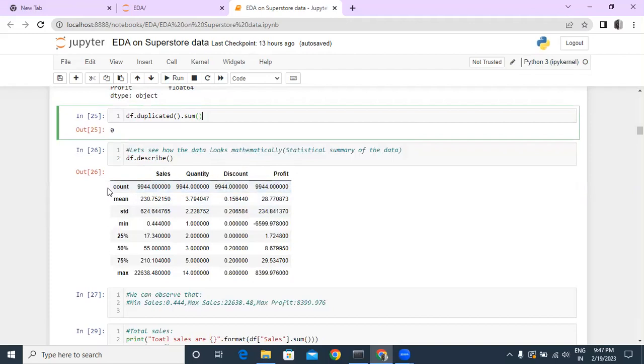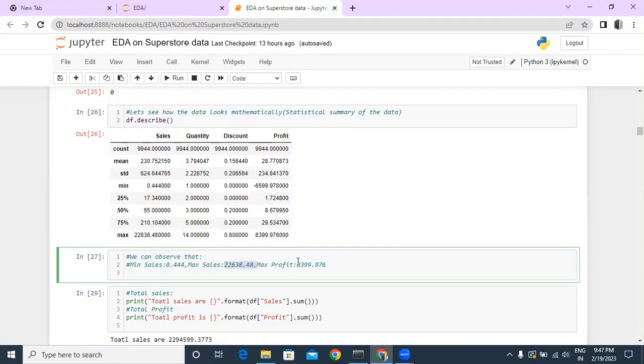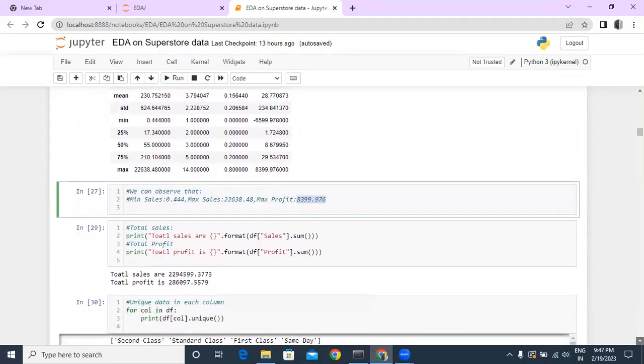We are getting all the information mathematically: the count, the mean, the standard deviation, minimum value, maximum value, and the quantiles, 25 percentile, 50 percentile, 75 percentile. Now upon looking at this data, we can see that minimum sales is 0.44, maximum sales is 2263.48, and maximum profit is 8399.976. So this we got from the describe command.